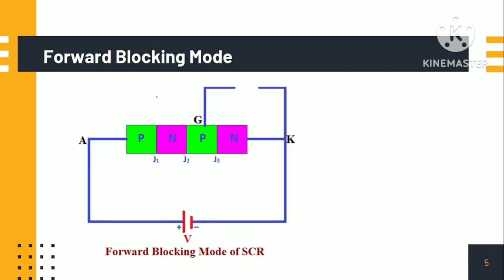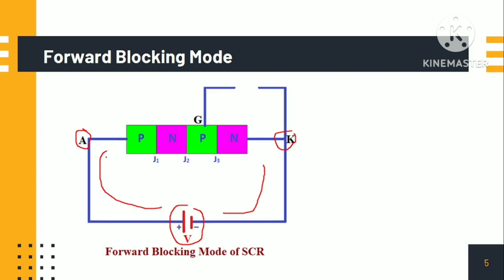So here we have the forward blocking mode. This terminal is called the anode and this terminal is called the cathode, and the gate terminal is kept open. There is no control supply given to the gate terminal. When we give a positive supply to the anode and a negative supply to the cathode, it means it is forward biased.